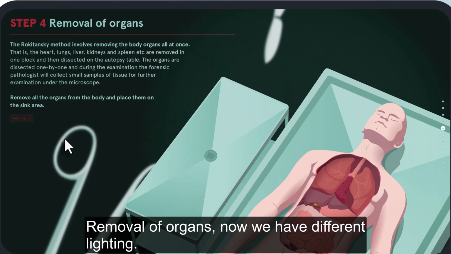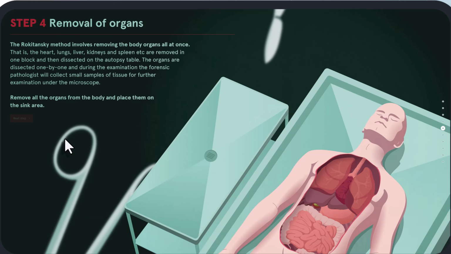Removal of organs. Now we have different lighting. The Rokitansky method involves removing the body organs all at once. That is, the heart, lungs, liver, kidneys, and spleen, etc. are removed in one block and then dissected on the autopsy table. The organs are dissected one by one, and during the examination, the forensic pathologist will collect small samples of tissue for further examination under the microscope. Remove all the organs from the body and place them on the sink area.